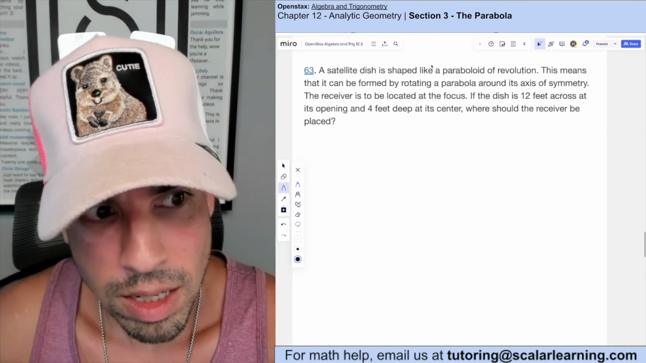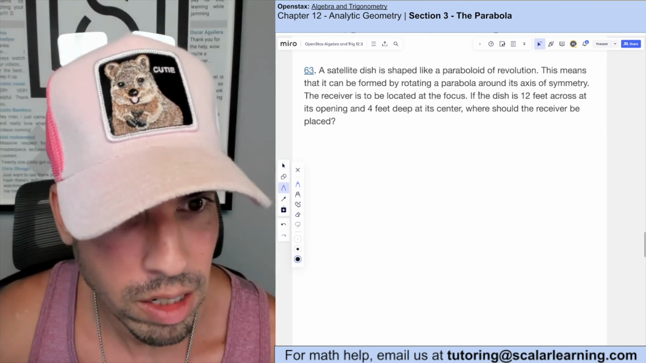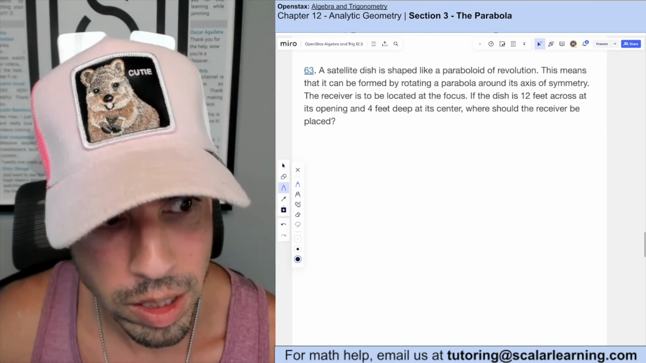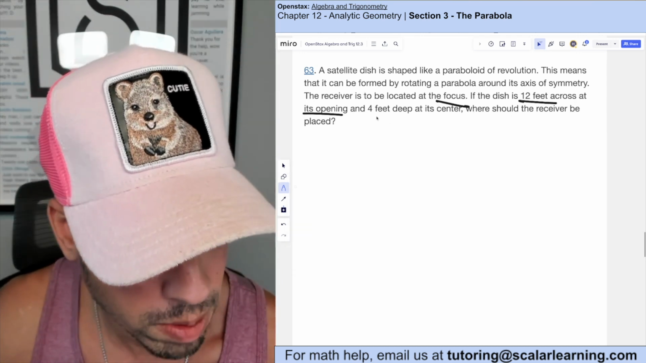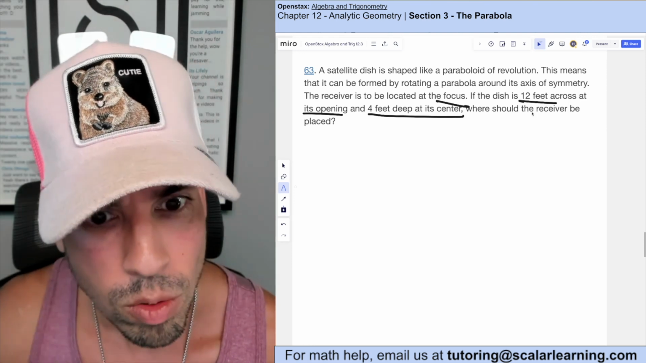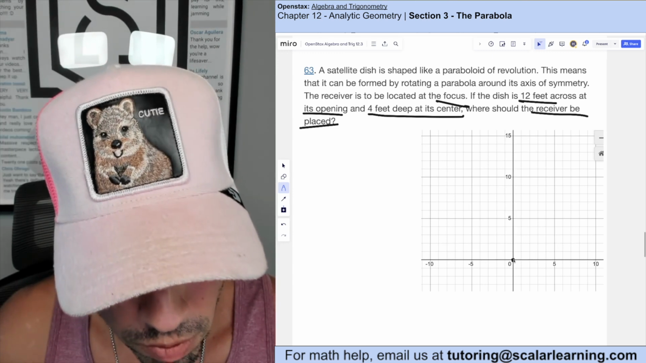Done. A satellite dish is shaped like a paraboloid of revolution. This means that it can be formed by rotating a parabola around its axis of symmetry. The receiver is to be located at the focus. If the dish is 12 feet across at its opening and 4 feet deep at its center, where should the receiver be placed? Okay, just so you can get a visual, we're going to assume the vertex as the origin.